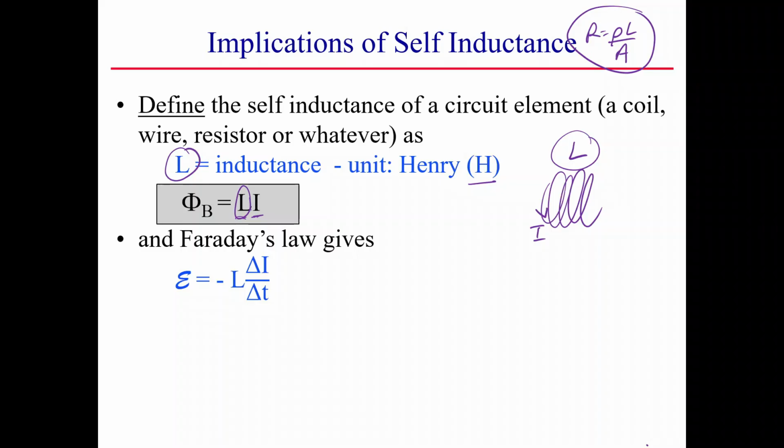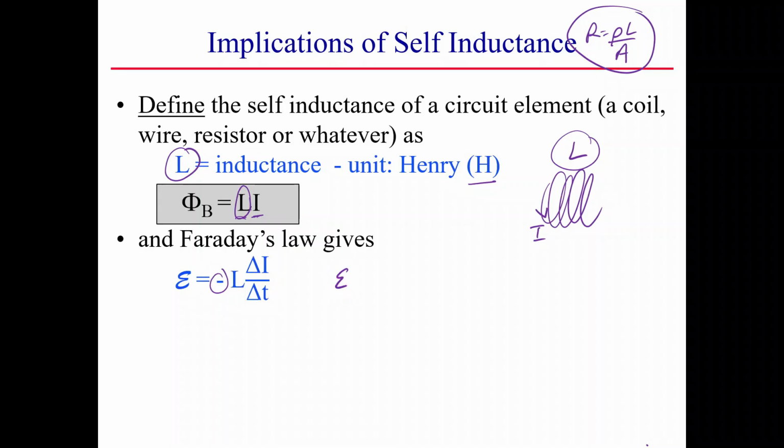So this tells us that our induced EMF is equal to negative L, which is our inductance, delta I over delta T. Now the negative, remember, just tells us oppose. It means the opposite direction. Where does this actually come from? How do we get here?